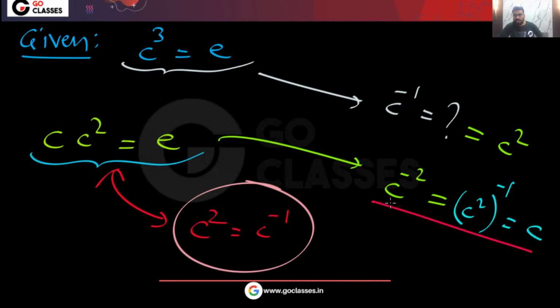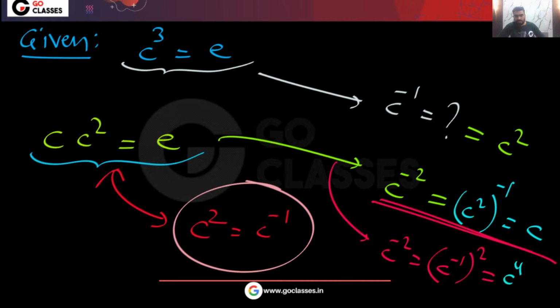Okay, C square inverse, that is C. Or you can say like this, C power minus 2 will be C inverse power 2. And C inverse is C square. So here you can get C power 4 also. Anyway, basically this is how you can find it out.